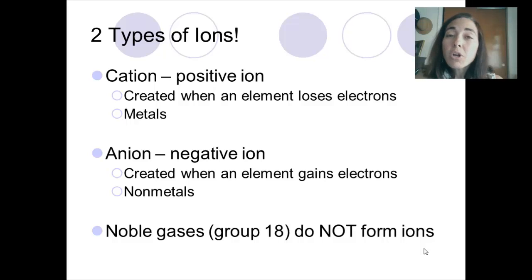Now one quick note about all the elements on the periodic table. Noble gases that are in that last group on the right side of the periodic table, group 18, they do not form ions at all. So that's it. That's how you calculate protons, neutrons, and electrons for an atom. And we've compared isotopes and we've compared ions.